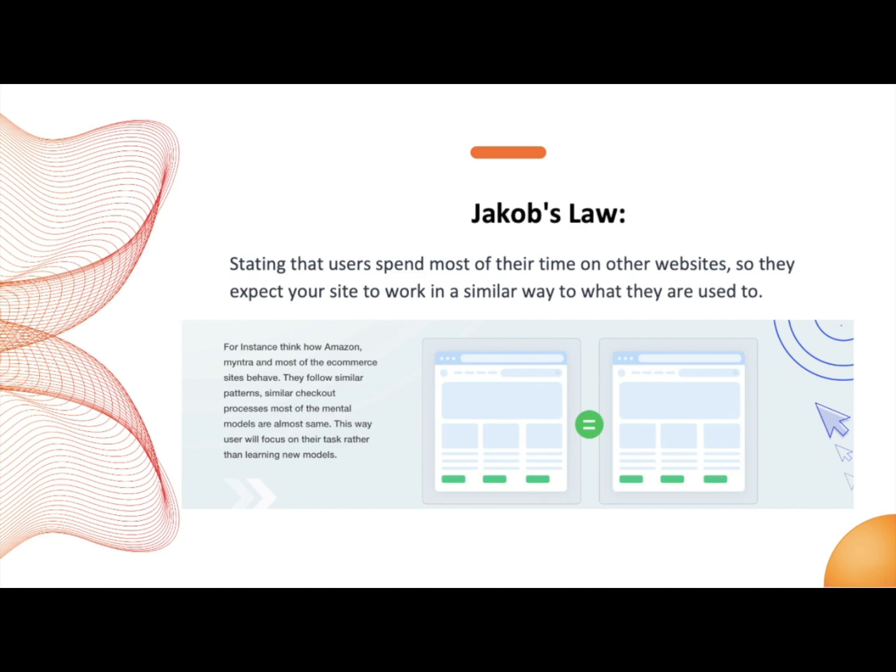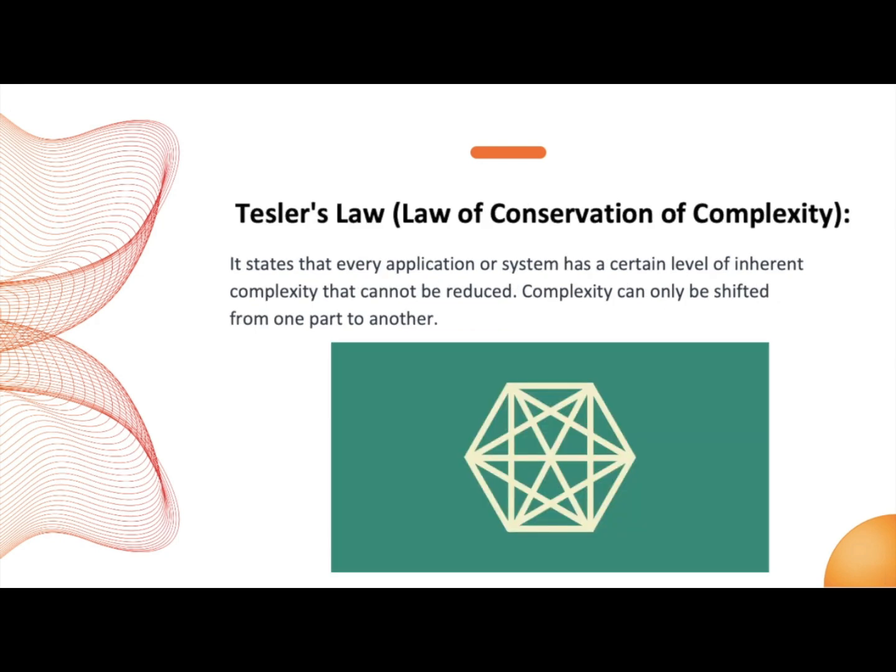The user already knows how to use your platform because he is experienced with other platforms or other applications. So I've just presented the same example here. For example, you have Amazon, Myntra, or other e-commerce sites. They follow a similar pattern, similar checkout process, and most of the mental models are the same. This way, you can allow your users to focus on their task rather than learning new models. So this is the whole idea for Jakob's law.